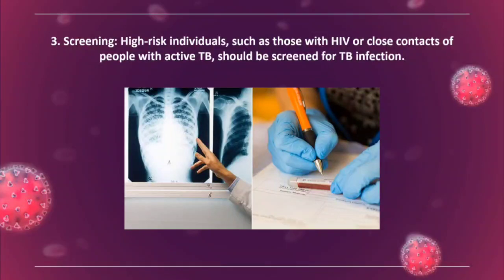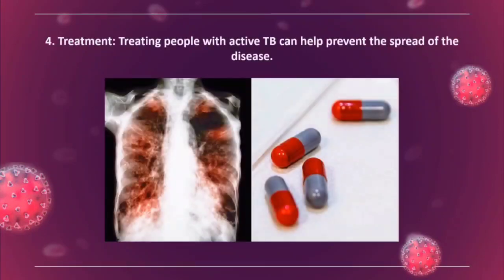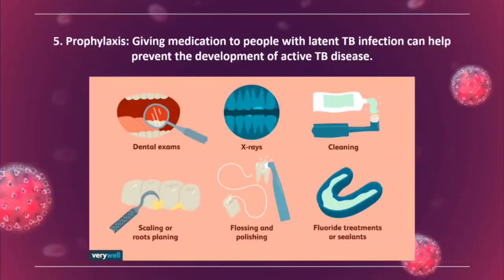Number 3. Screening. High-risk individuals, such as those with HIV or close contacts of people with active tuberculosis, should be screened for TB infections. Number 4. Treatment. Treating people with active tuberculosis can help prevent the spread of the disease. Number 5. Prophylaxis. Giving medication to people with latent tuberculosis infection can help prevent the development of active tuberculosis disease.